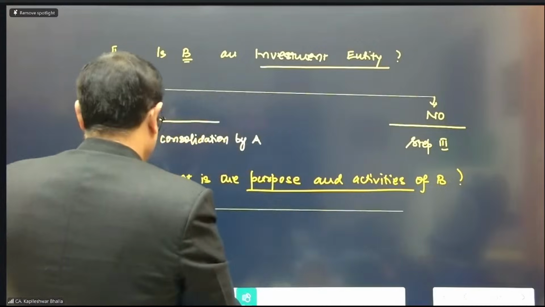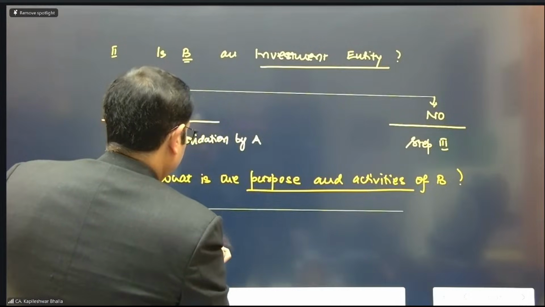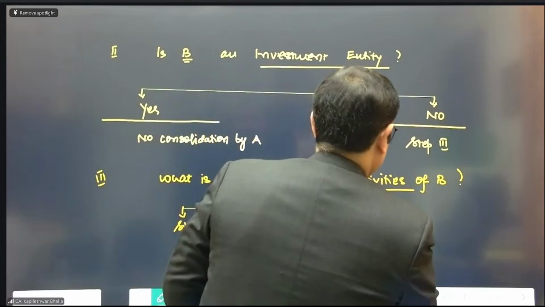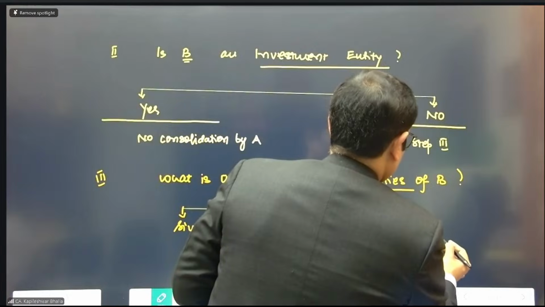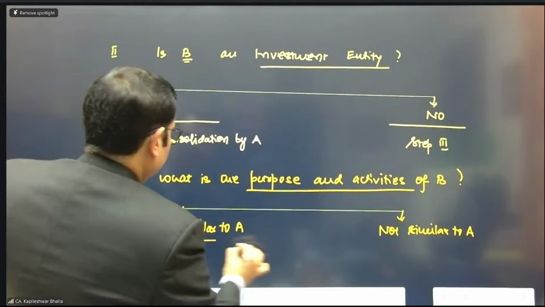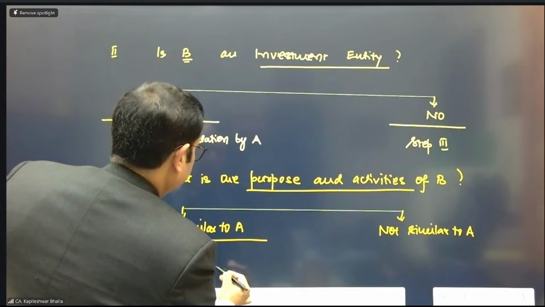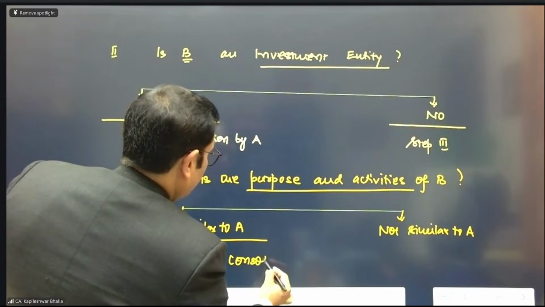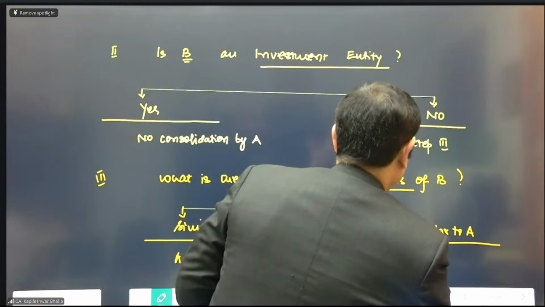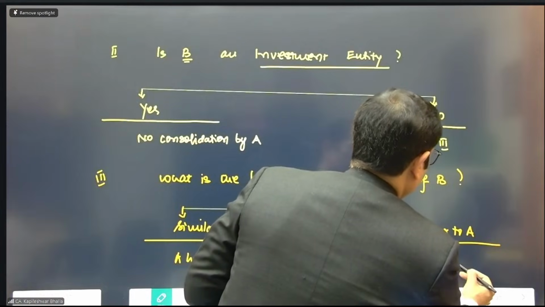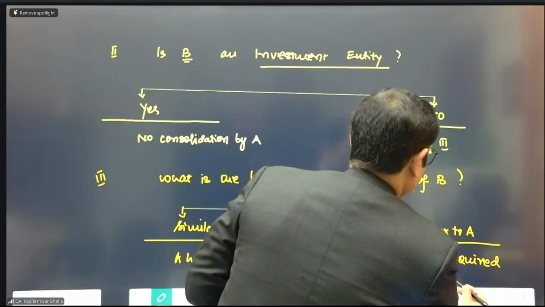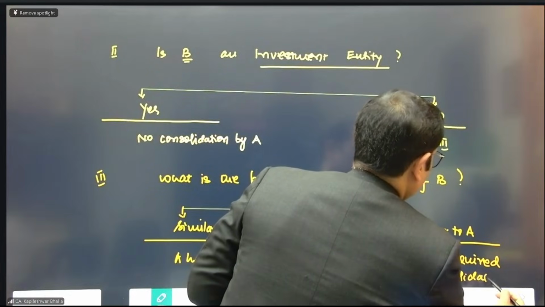So we can put it in two parts. We can say it is similar to A, or we can say it is not similar to A. When you say it is similar to A, then A has to consolidate in this case. And when you say it's not similar to A, A is not required to consolidate in this particular case.